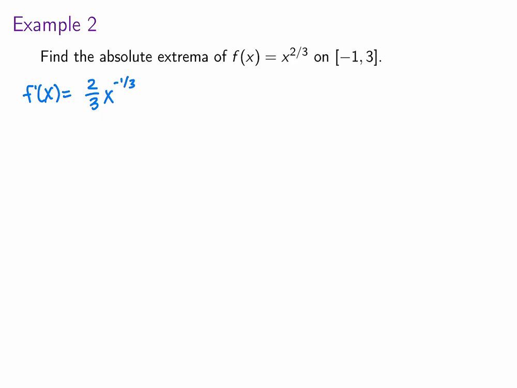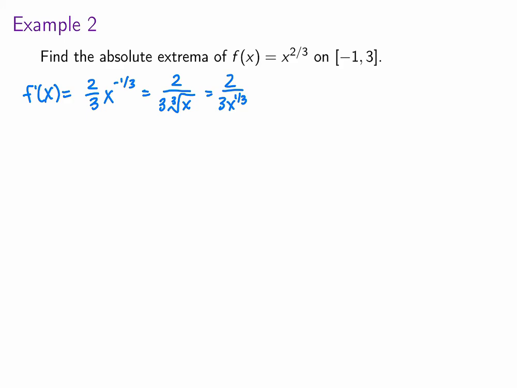And we want to figure out where this function is undefined and where it equals 0. Here is a situation where we want to rewrite it in a better form so that we can more easily determine where it equals 0 and where it's undefined. So I'm going to rewrite this as 2 over 3 times the cube root of x, or I can think of it as 2 over 3x to the 1/3. Both of those are okay.